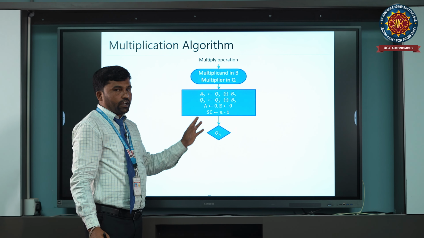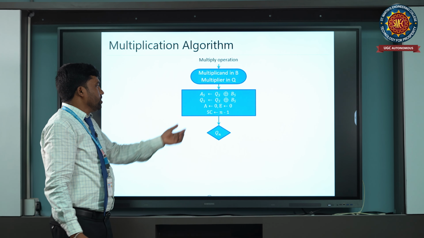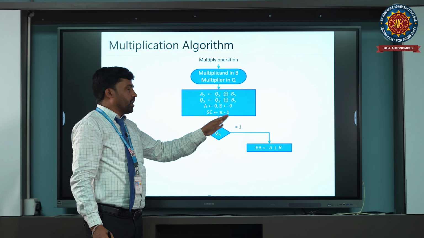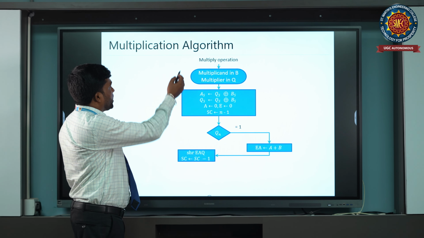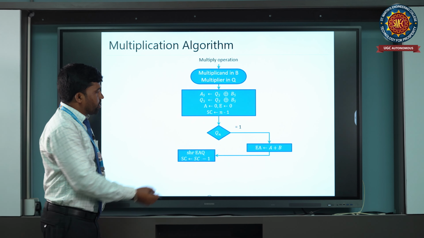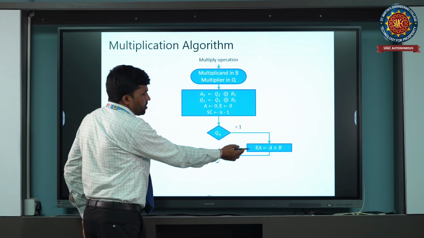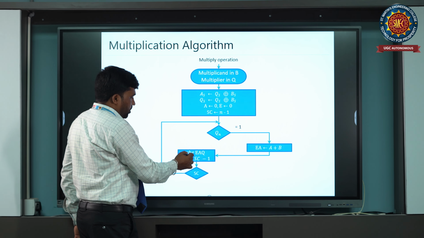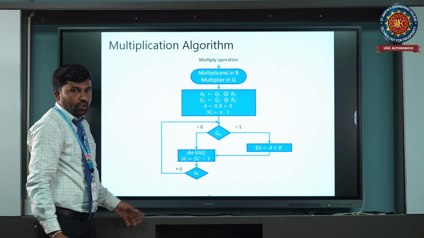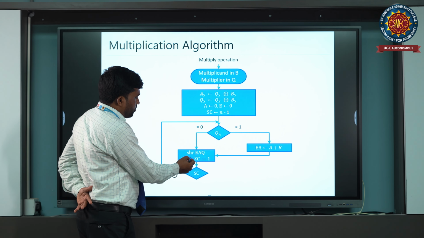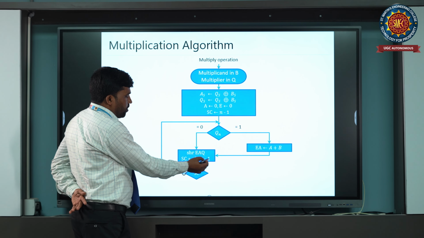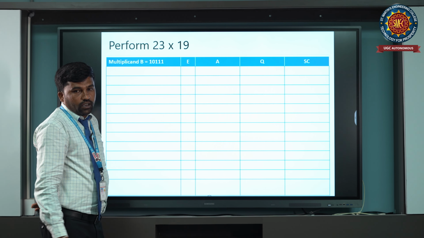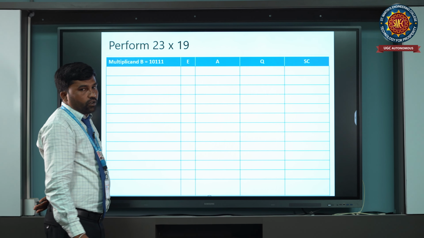So A is 0 at the initial stage and E is also 0, right? At the initial stage A is 0, E is 0, and the sequence counter is n-1. Then we do the multiplication algorithm. This is the condition: if Qn is equal to 1, we add the B register data to A. Next we shift right EAQ, and decrement the sequence counter. If the sequence counter is 0, we get the product. If it is not equal to 0, we pass back to the condition again.